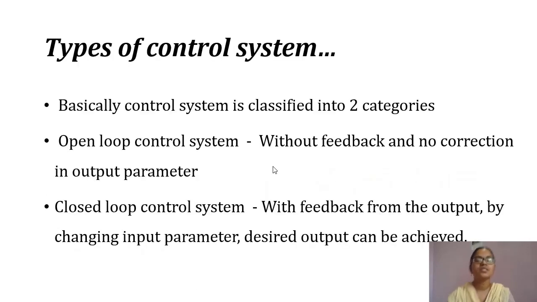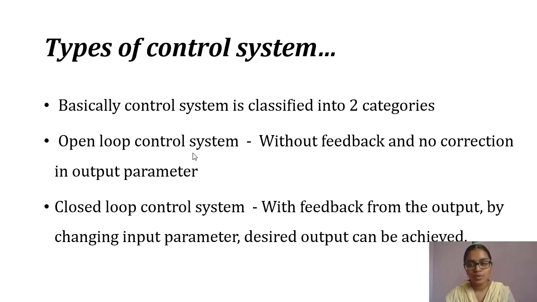Coming to the types, basically there are two types of control systems. One is open loop control system and the other one is closed loop control system. In open loop control system, there is no feedback. Due to no feedback, there is no connection from the output parameter. So we are not going to get anything back from the output, and also we are not going to correct anything in the output parameter until we change it manually. So whatever may be the input, the output can be achieved. This is open loop control system.